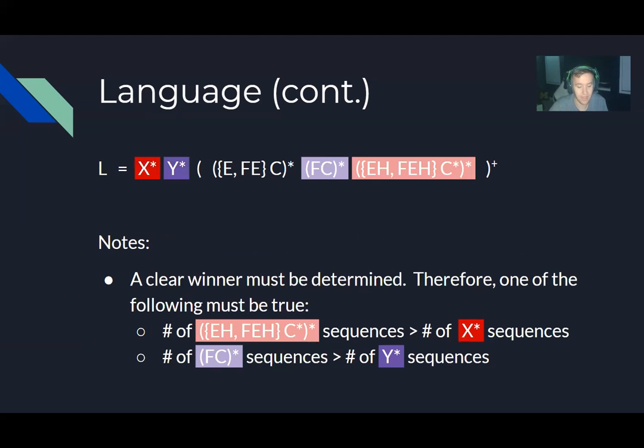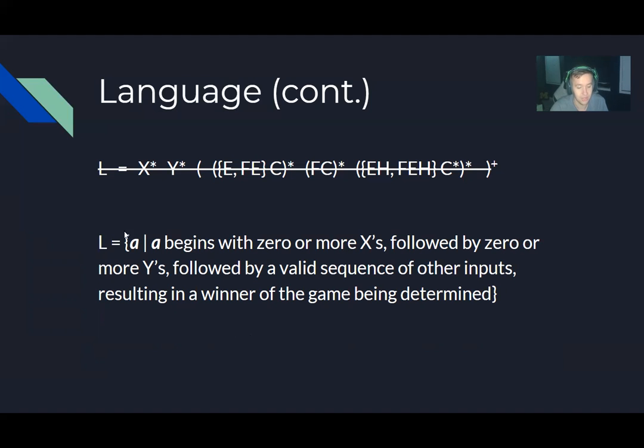And then the final thing that I wanted to point out was the input string has to begin with this whole thing, meaning there can be extra characters added onto the end. The reason for that is because Turing machines always halt once they reach an accept state. So long as a winner is determined or decided, then at that point it will halt, and it doesn't matter if there's extra characters on the end.